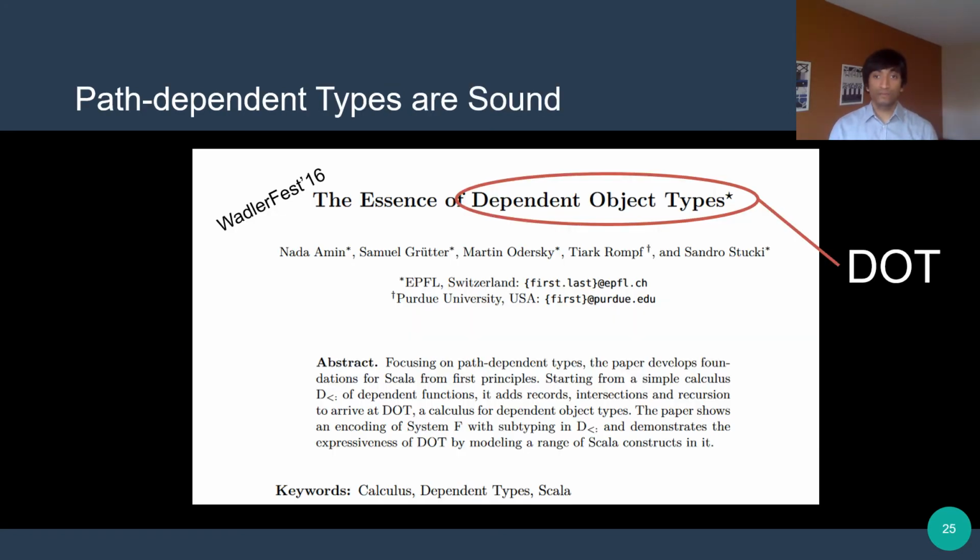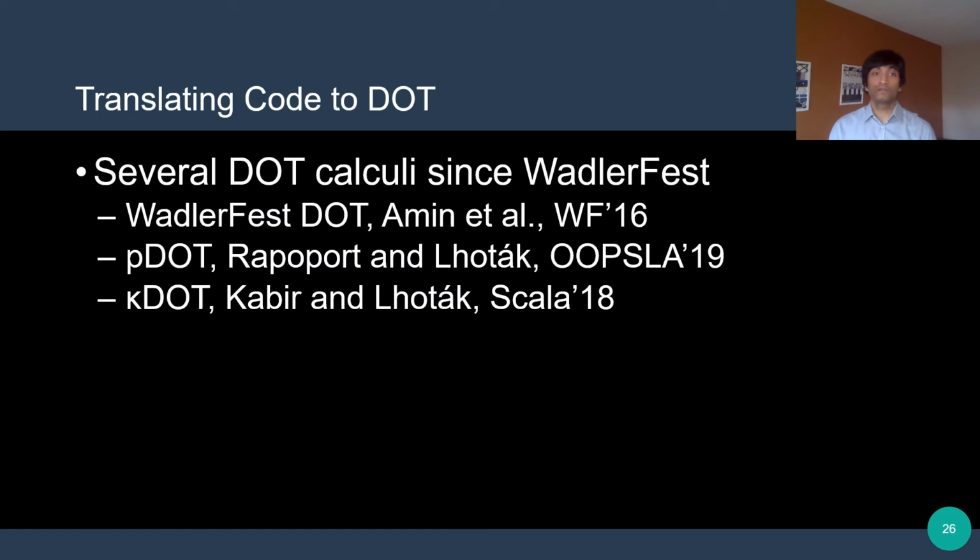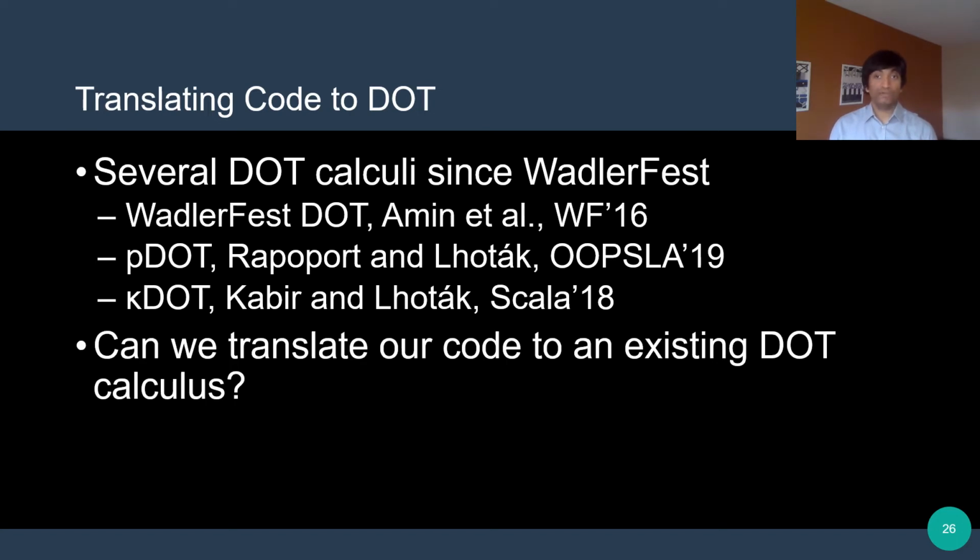But thankfully, we keep reading and we find out that path-dependent types are safe. In the same year as the Unsound paper, a provably type-safe calculus with path-dependent types was presented at the Wadler-Frisk gathering. You can see the phrase dependent object types, or DOT, here, and shortly we will introduce a new DOT calculus. Since Wadler-Frisk, there have been several DOT calculi, and we can stop worrying about the safety of our code if we can translate our code to an existing DOT calculus. Can we translate our code to any of these? Kind of, but not really.